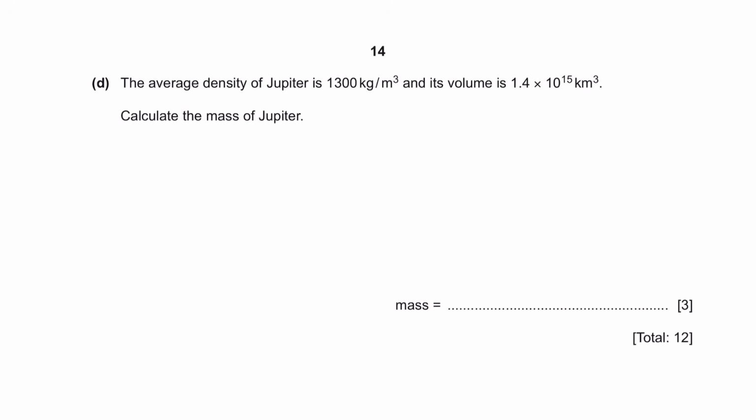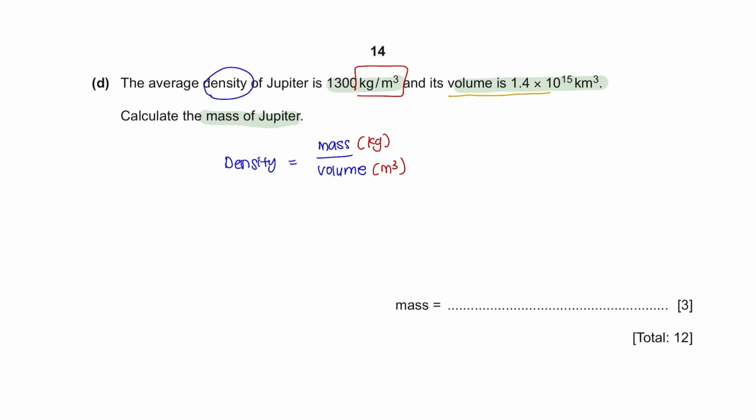Question D. The average density of Jupiter is 1,300 kilograms per meter cube and the volume is 1.4 times 10 to the power of 15 kilometers cube. Calculate the mass of Jupiter. The unit of density of Jupiter is in kilogram per meter cube. This means that your mass has to be in kilogram and your volume has to be in meter cubes. The question has given its volume in kilometer cubes. That means your first step should be to convert kilometers cube to meters cube.